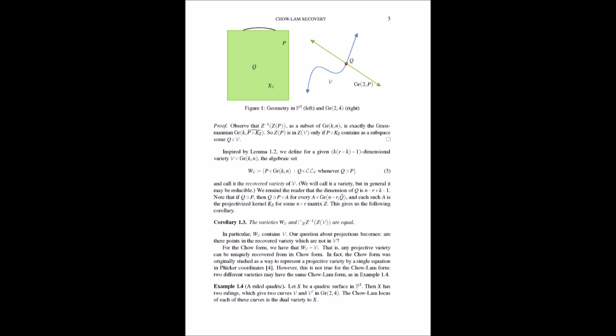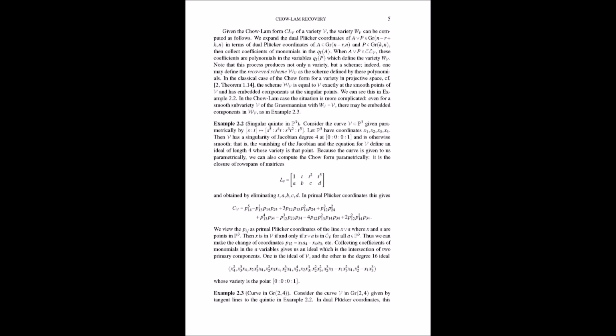Imagine shining a light on a 3D object and looking at the shadow it casts on a flat surface. Okay, I could picture that. It's like trying to figure out the exact shape of that 3D object just from its 2D shadow. So we're trying to reconstruct the whole thing just from limited information. Precisely. And the authors use this intriguing concept called the Chow Lam form. Okay, break that down for me. What is this Chow Lam form?